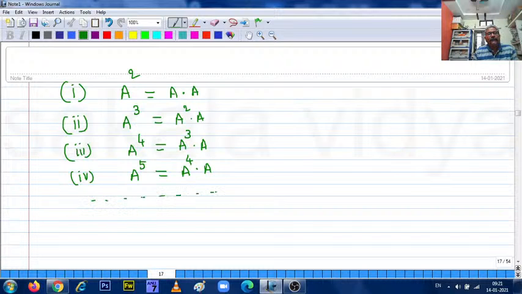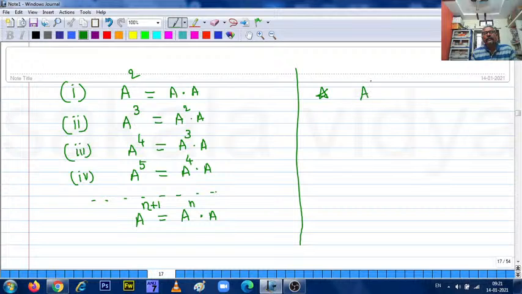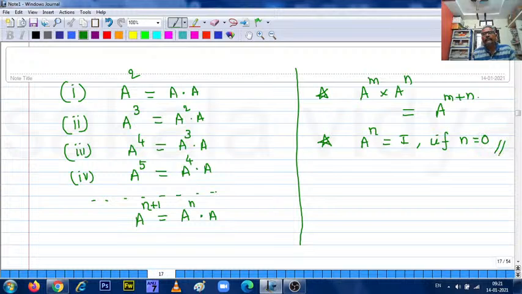And therefore, if you want to find A raised to n plus 1, A raised to n plus 1 is equal to A raised to n into A. And this also follows this law: A to the power of m into A to the power of n, we can write A to the power of m plus n. This holds good. Next, one more thing. A to the power of n is equal to I if n equals 0. So you remember this one.